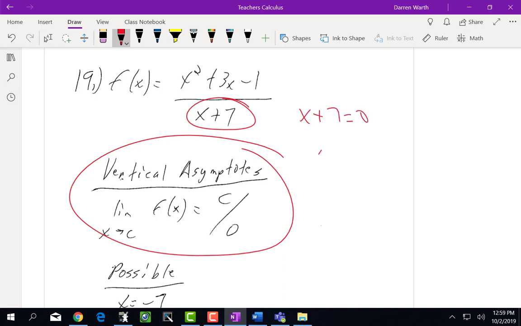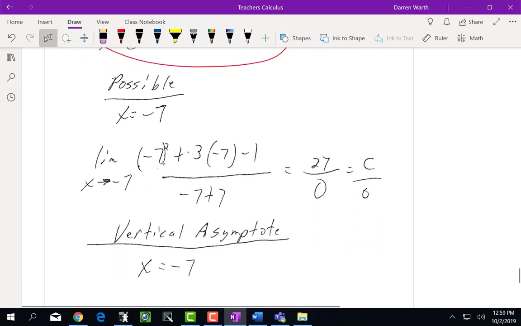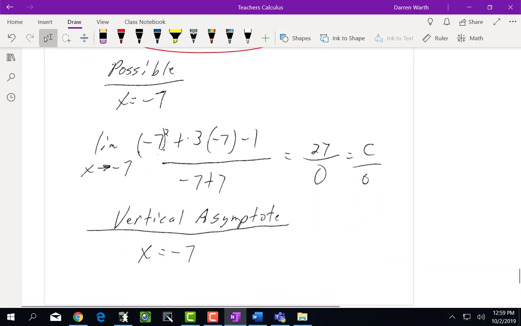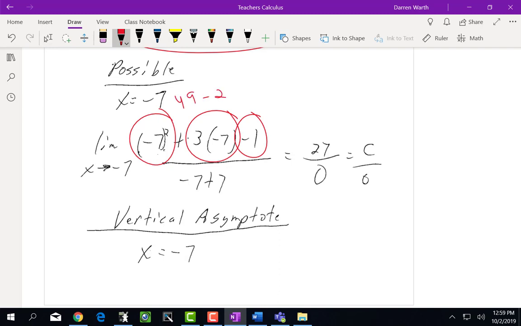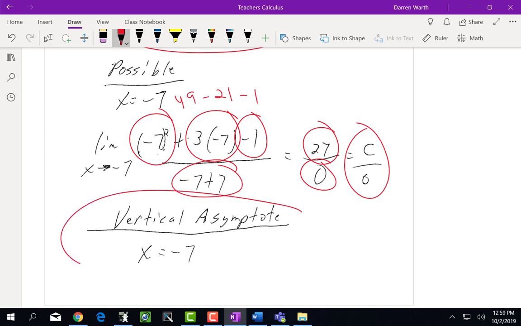So x plus 7 equals 0, so x is going to equal negative 7. So there's a possible vertical asymptote. So I need to substitute it in and see if it actually is an asymptote. So substituting in negative 7 in my equation, I get negative 7 squared plus 3 times negative 7 minus 1. I'm going to get 49 minus 21 minus 1, and when I do that, I get 27. And negative 7 plus 7 is 0. So I get that's constant over 0. So that reaffirms that x equals negative 7 would be a vertical asymptote.